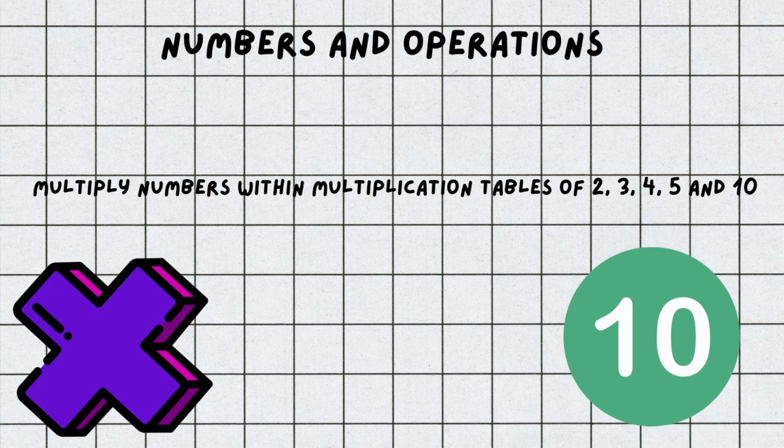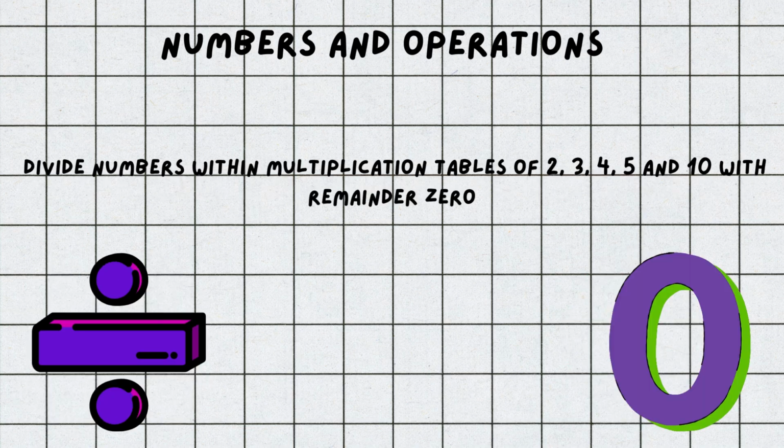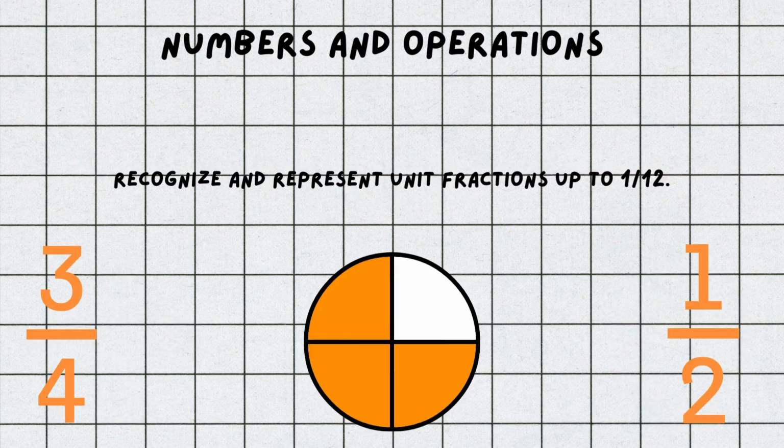Multiply numbers within multiplication tables of 2, 3, 4, 5, and 10. Divide numbers within multiplication tables of 2, 3, 4, 5, and 10 with the remainder of 0. Recognize and represent unit fractions up to 1 by 12.